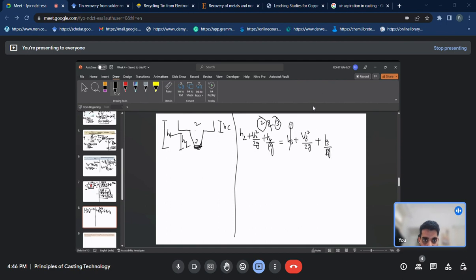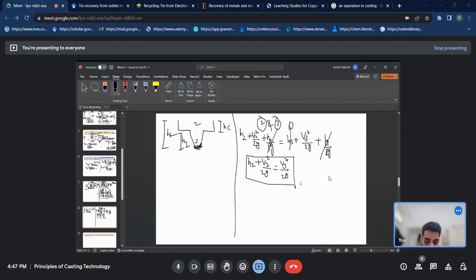This H3 will be 0 as it is at the datum, and V2 won't be equal to V3 as this is not a straight sprue. But P2 will be equal to P3 due to the atmospheric pressure. Now you can write it as H2 plus V2 square by 2G will be equal to V3 square by 2G. So this is what you will get.